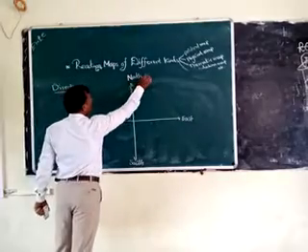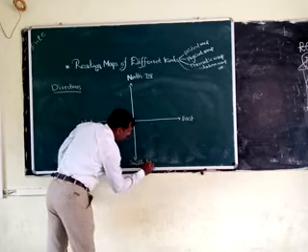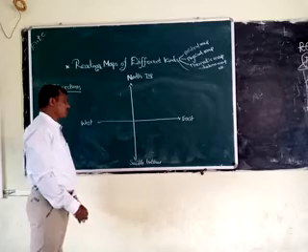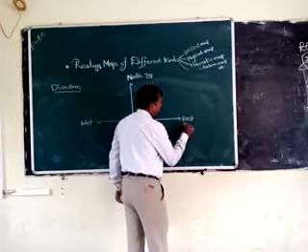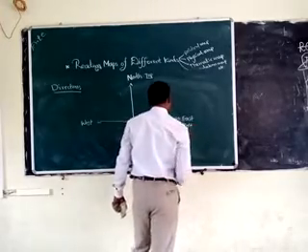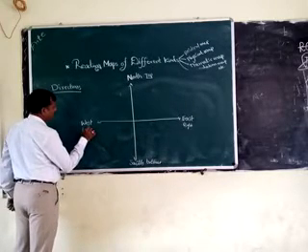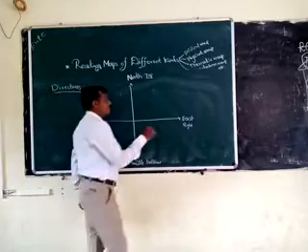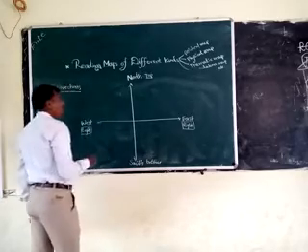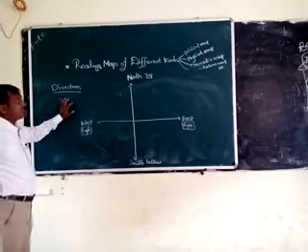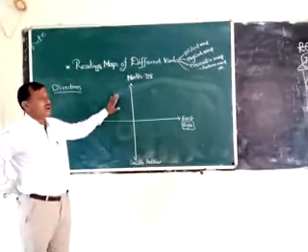On a map, the top is north, the bottom is south, the right is east, and the left is west. So these are the main four directions: north, south, west and east. These are called cardinal directions.